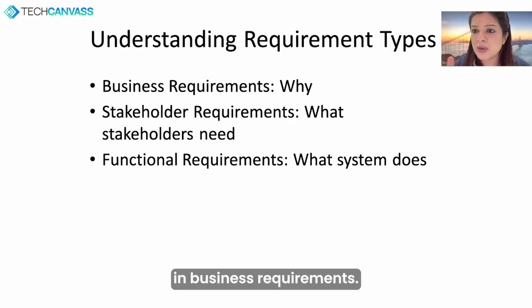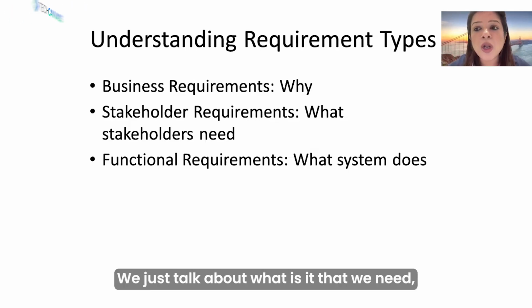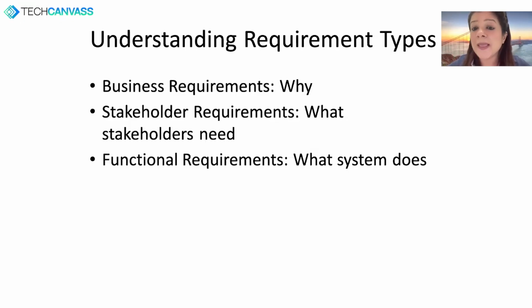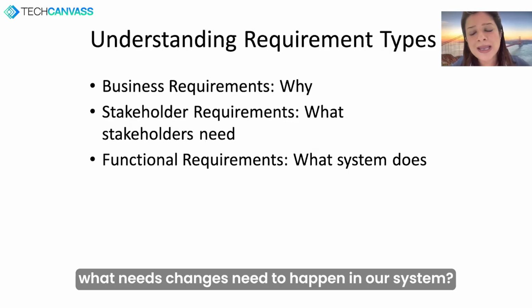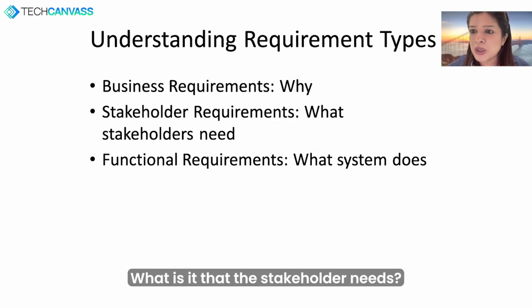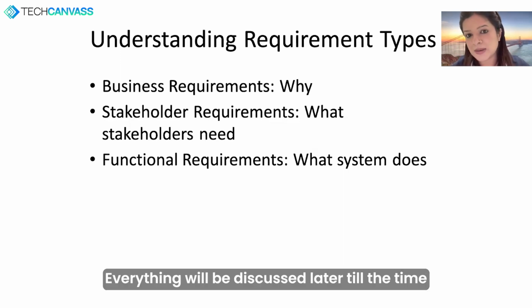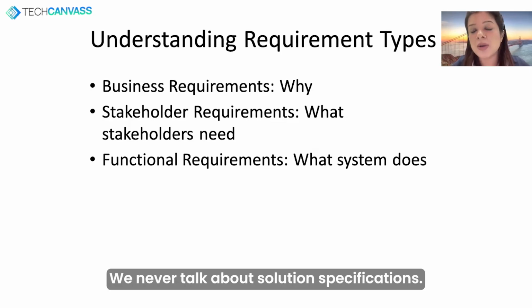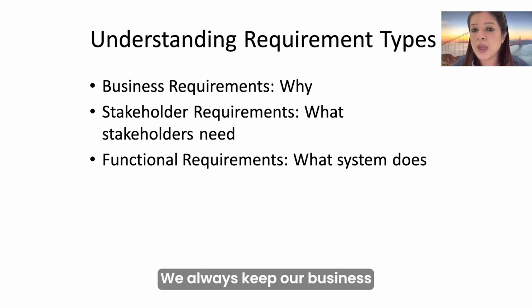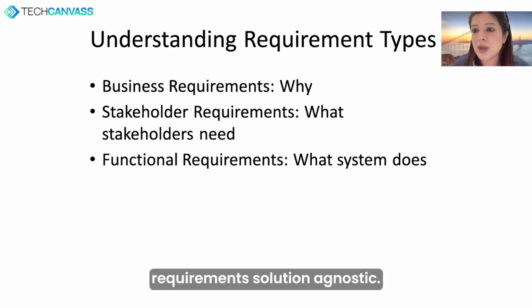Right now in business requirements, we just talk about what it is that we need, how we do it, how it needs to happen in our application, what changes need to happen in our system, what the stakeholder needs. Everything will be discussed later. Till the time you are finalizing your business requirements, we never talk about solution specifications.